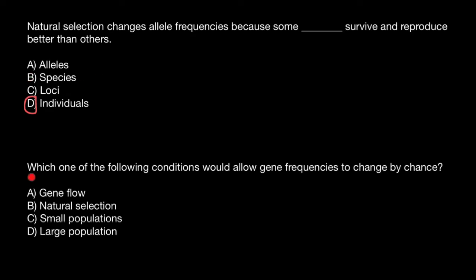And the next question: which one of the following conditions would allow gene frequencies to change by chance? And here are the variants to choose from, and I hope you would eliminate answer D right away, because large population is one of the postulates in Hardy-Weinberg equilibrium. So in order for allelic frequencies to be stable, one of the requirements is large population. Now let's choose between gene flow, natural selection, and small populations.